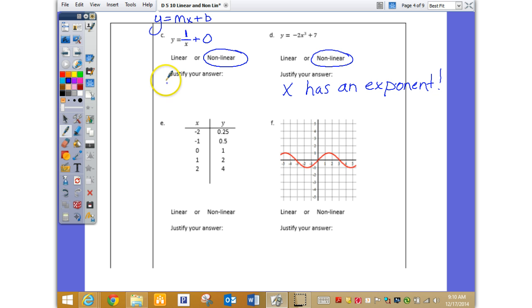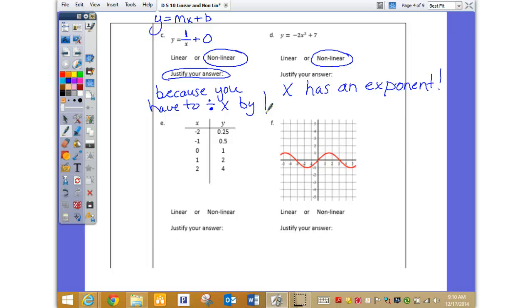Oh, we forgot to justify our answer here too. What did we say then? Why is this one nonlinear? You could write either one or both. Not in slope-intercept form. Or you could also put because you have to divide x by 1, and there's no dividing allowed in the slope-intercept form.